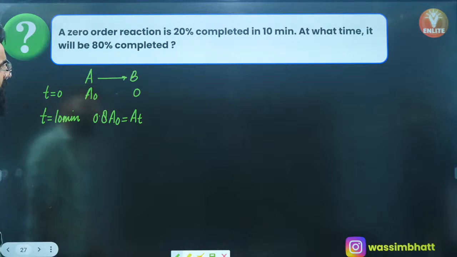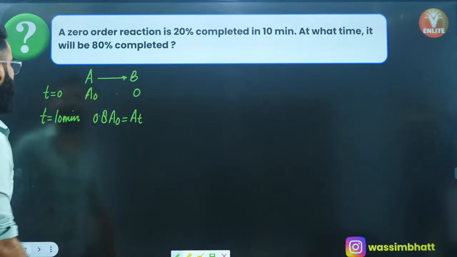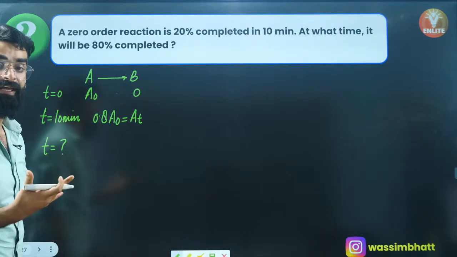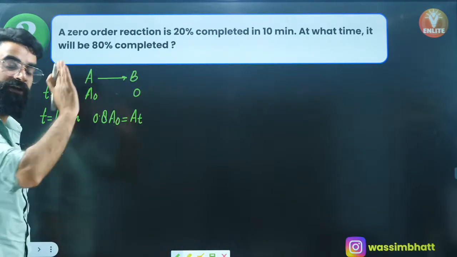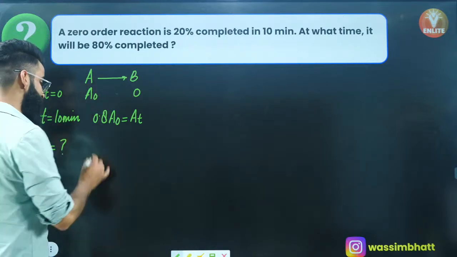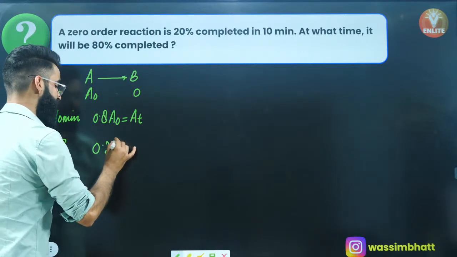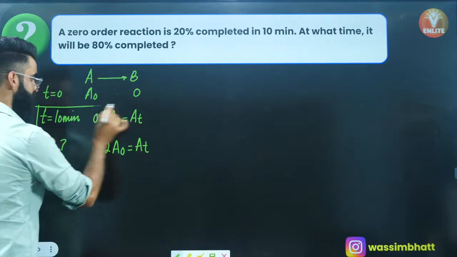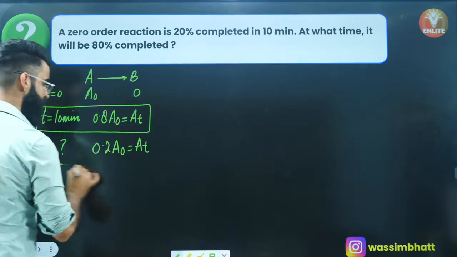What do I need to calculate exactly? I need to calculate at what time 80% of the reaction will be completed. At what time 80% of the reaction would have got converted into the product. And if 80% of the reactant has got converted into the product, I must say 20% of the reactant will still be left in the container, right? So basically I got two conditions. This is condition number 1 and this is condition number 2.